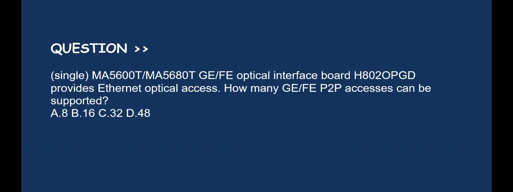The next question is, MA5600T, MA5680T GE by FE optical interface board H802OPGAD provides Ethernet optical access. How many GE by FE P2P accesses can be supported? The options are option A 8, option B 16, option C 32, option D 48. The correct answer is option D.